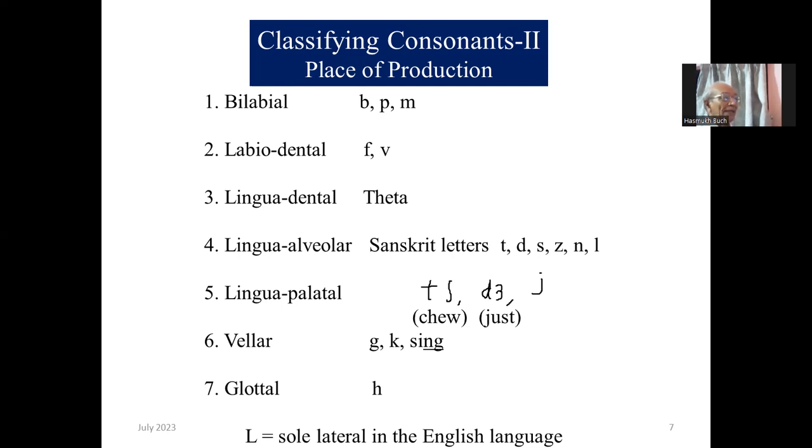So, place of production at the lips, labiodental, linguodental, linguoalveolar. Alveolar is palate, actually. Linguapalatal. So different parts of the palate are involved. And velar is, of course, top palate. And glottal is glottis, where vocal cords are. L is the sole lateral in the English language. And next.